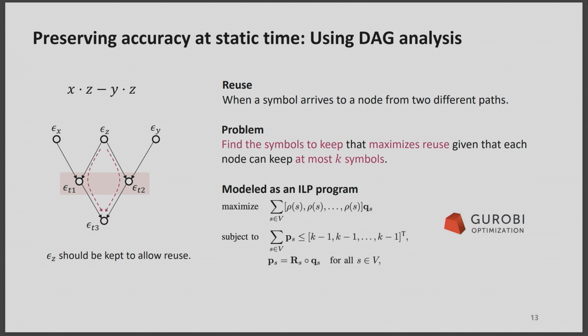So you immediately can see that this really sounds like an optimization problem. I mean, what we're trying to achieve basically is to find the symbols to keep in each node that maximizes this reuse, given that each node can keep at most k symbols, right? So this sounds awfully like an optimization problem, and it is. We model it as an ILP program, where the constraint is that you have this limit in the number of symbols that you can keep in each node, in each variable. And what you want to maximize is the reuse that you have in the DAG.